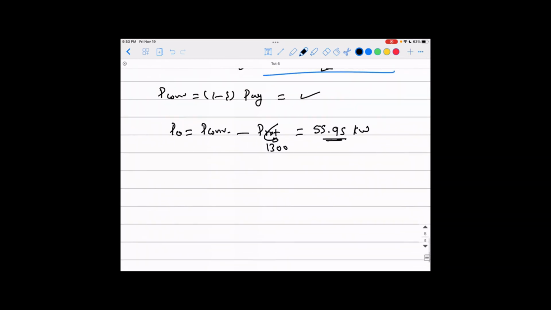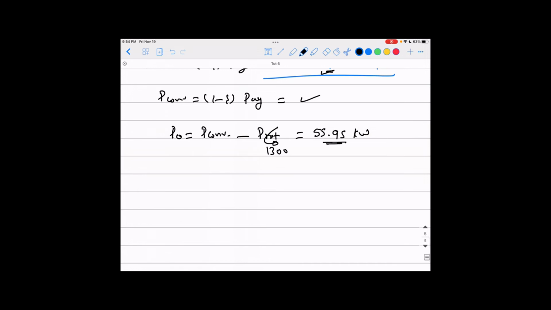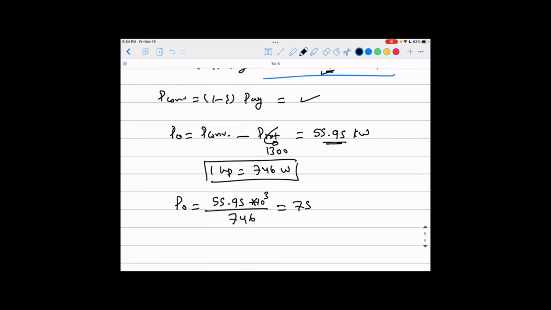But he wants it in horsepower, not in watts or kilowatts. If you remember, 1 horsepower equals 746 watts. Keep that in mind. So P output will equal 55.95 multiplied by 10 to the power 3, because it's kilowatts, and divided by 746. This gives you around 75 horsepower. And that's what he wants you to do. Okay, guys?